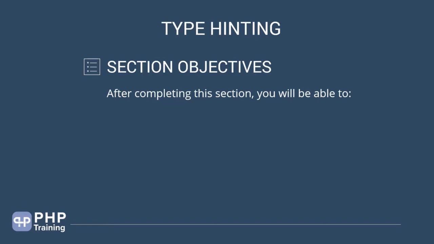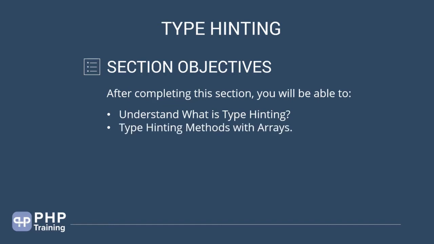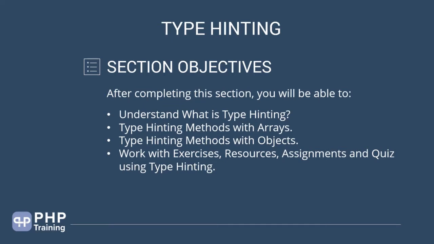After completing this section, you will be able to understand what type hinting is, and then you will look at how to do type hinting with arrays and how to do type hinting for methods with objects. Then we'll work with exercises, resources, an assignment and a quiz using type hinting. So let's jump into the lecture now.